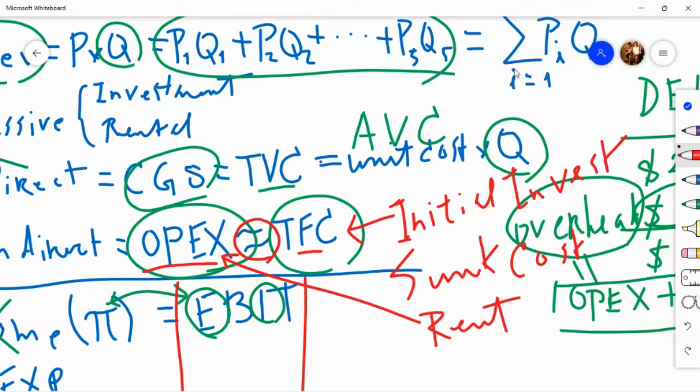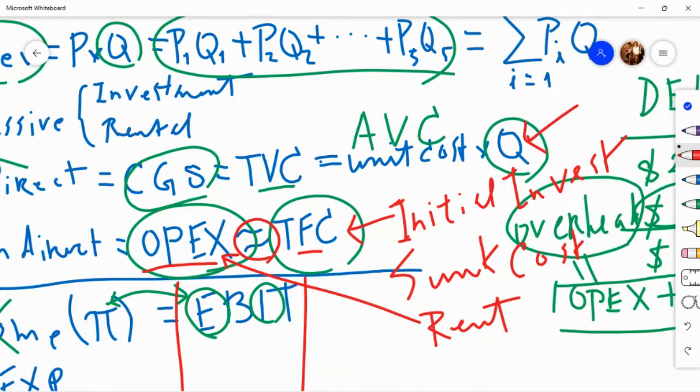So your CGS depends on how many cups of coffee you sell, right? Some months you would have a very good business. You probably sell 50,000 cups of coffee. But in a bad month, you may sell not even 500 cups of coffee, right? So the variable cost, in other words, CGS goes up and down, depending on quantity.